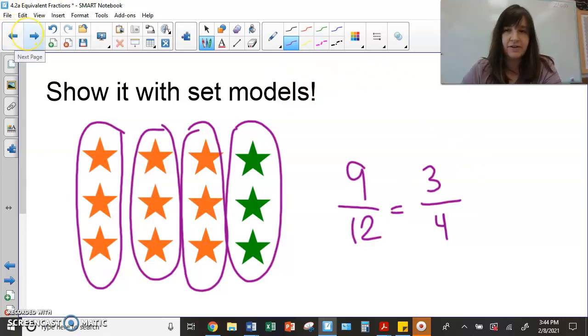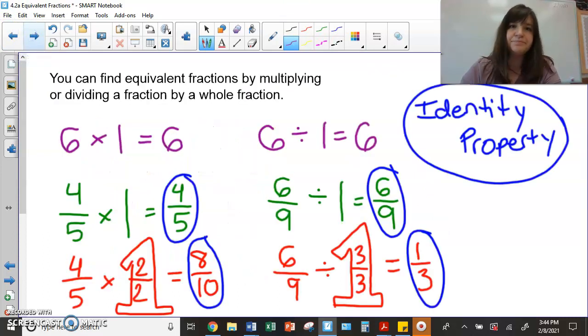Now, without a model, let's see what we can do to find equivalent fractions. So there's something called the identity property. The identity property is really cool, and it works when you multiply or you divide a fraction or any number by 1. If you multiply something by 1, you get the same number. If you divide something by 1, you get the same number. So because that is true, we can use that to help us find equivalent fractions.